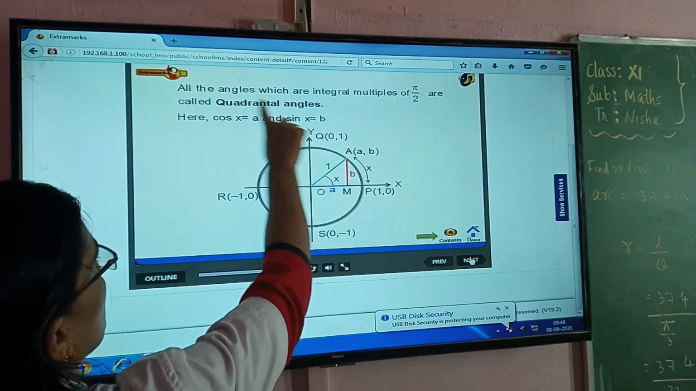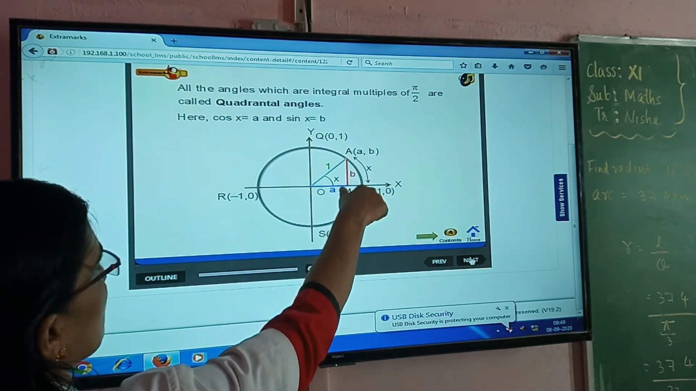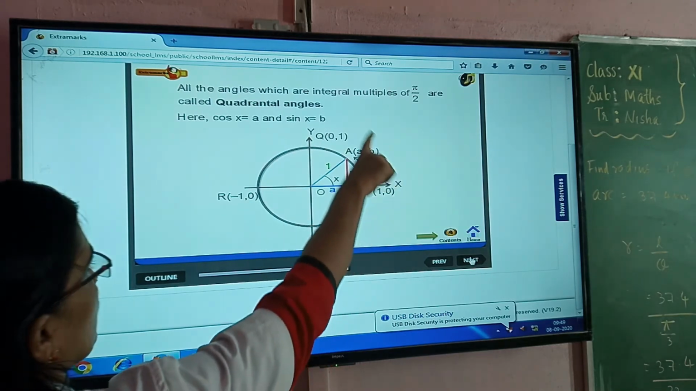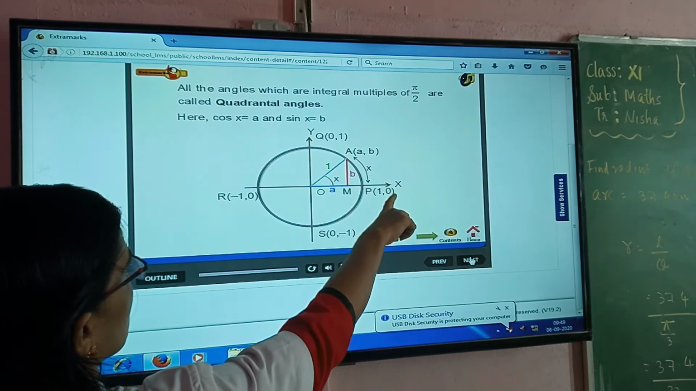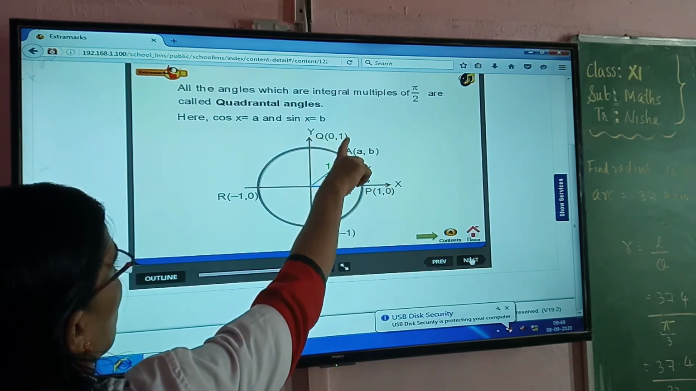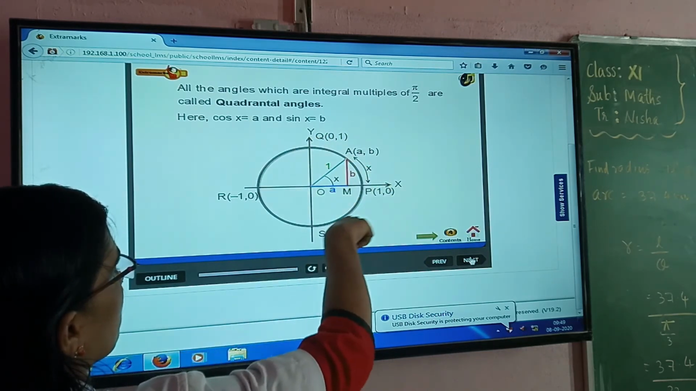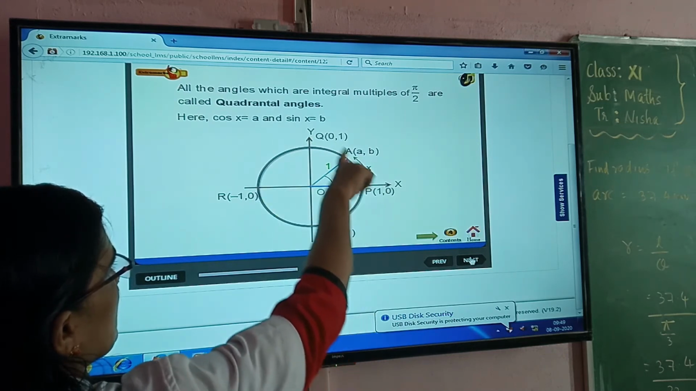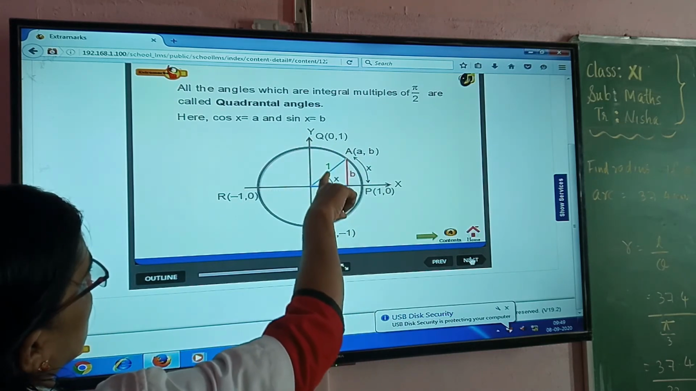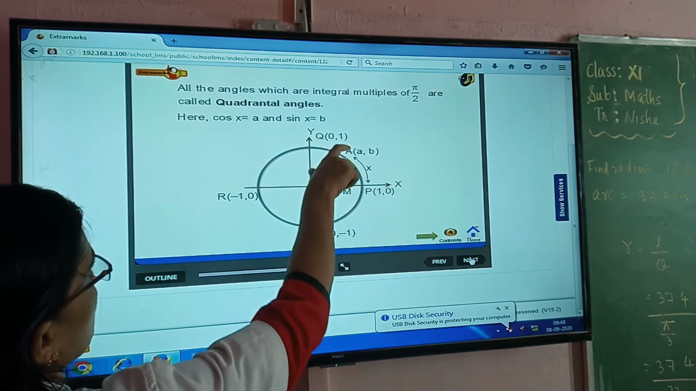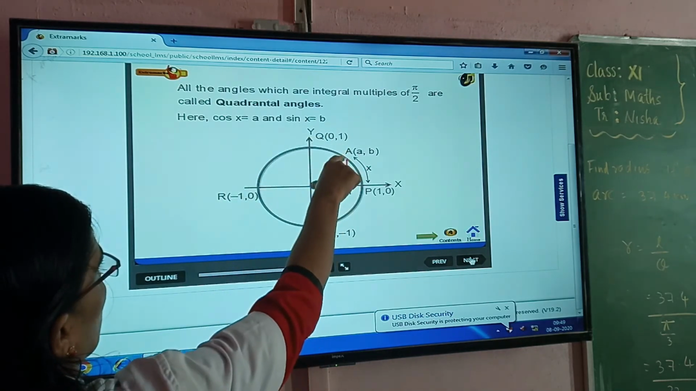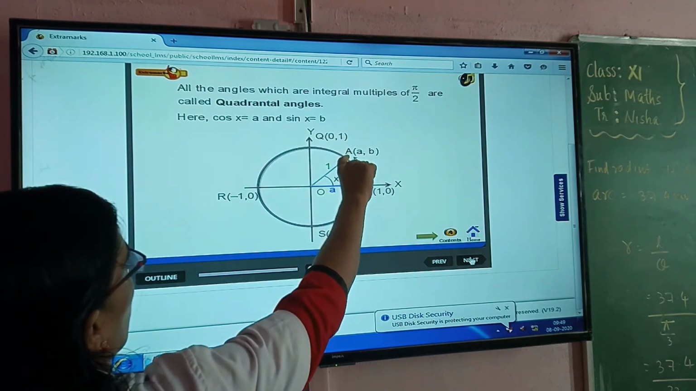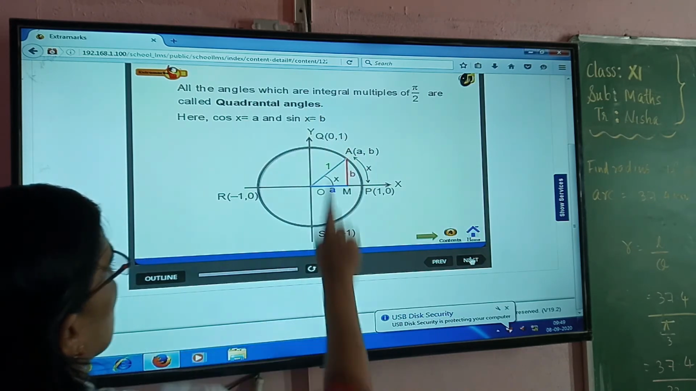Is it clear, children? So in this figure we have drawn a unit circle. So the radius is equal to 1 centimeter. So P will be 1, 0 and Q will be 0, 1, since a 1 centimeter radius circle is drawn. And let us find cos x and sin x using the formulas: cos x equals adjacent by hypotenuse, and sin x equals opposite by hypotenuse. Is it clear, children?